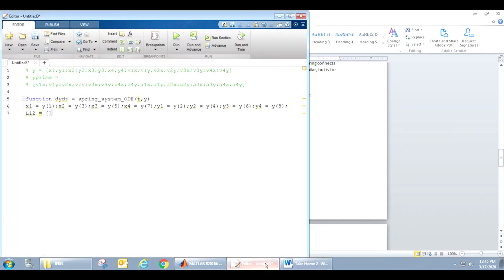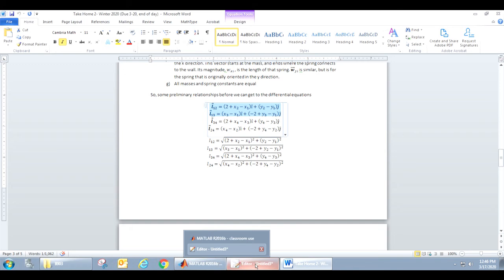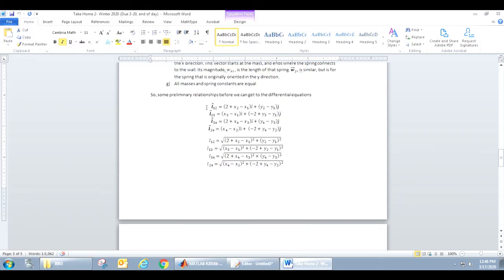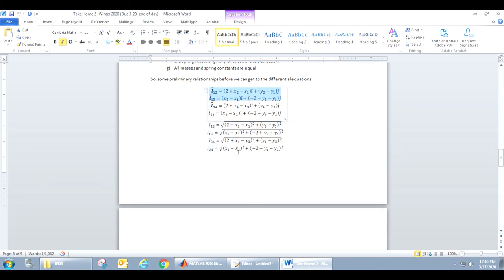2 plus x2 minus x1, 2 plus x2 minus x1, and the second element is y2 minus y1. I'm making it a column vector because everything's a column vector, so that's what I'm choosing to do. That's L12. And I'm going to just make the rest of them. Just go, go, go, make them all.